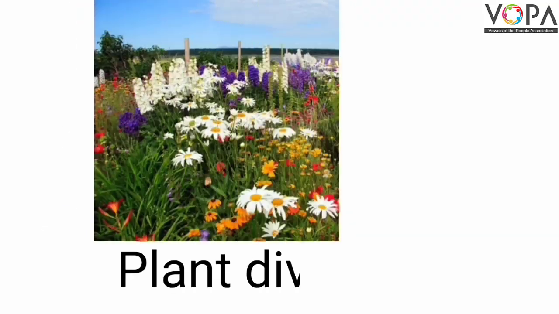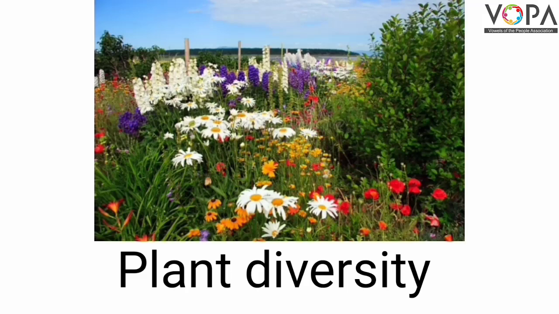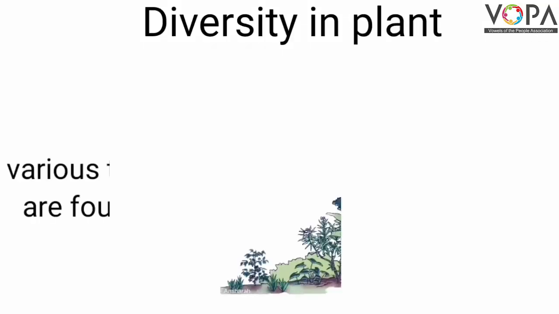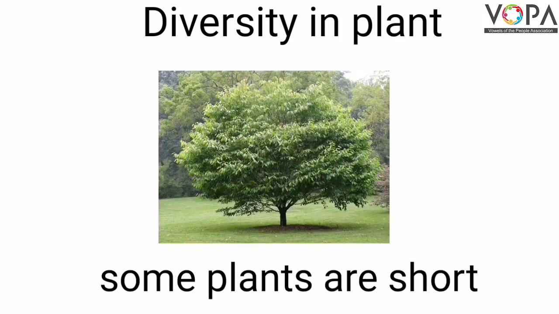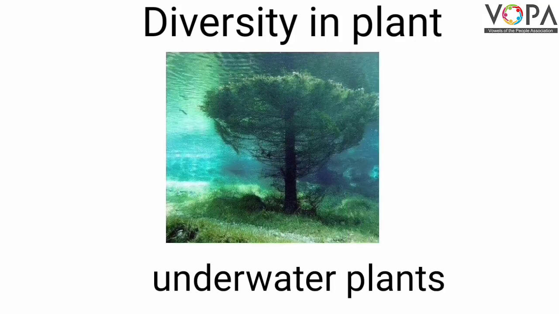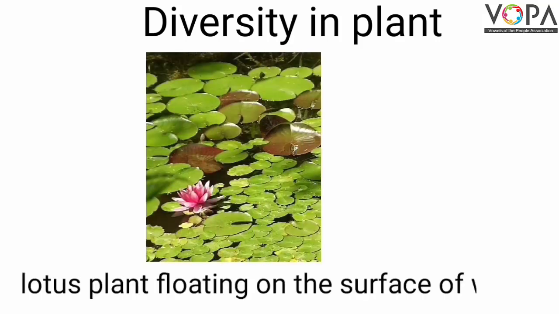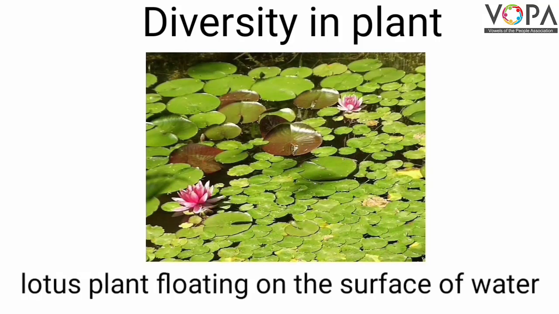In animals also and in plants also, there is a big diversity. First of all, we learn diversity in plants. We know that various types of plants are found around us. Some plants are short, some plants are tall, some plants grow underwater, while some plants float on the surface of water, like lotus.